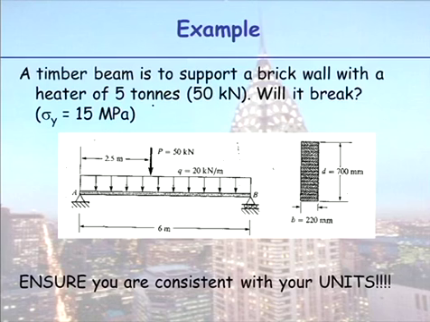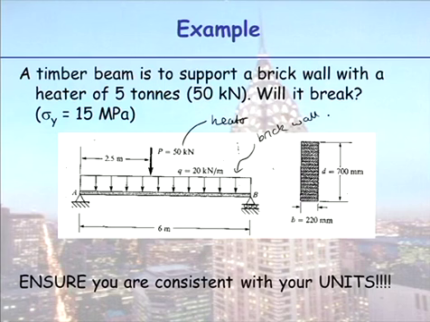We're going to do some beam design now. We have a timber beam. It's supporting a brick wall, which is our UDL load here of 20 kilonewton per metre. It also has a heater in the middle that weighs 50 tonnes. So we are going to apply our heater as our point load, and our brick wall is our UDL load.